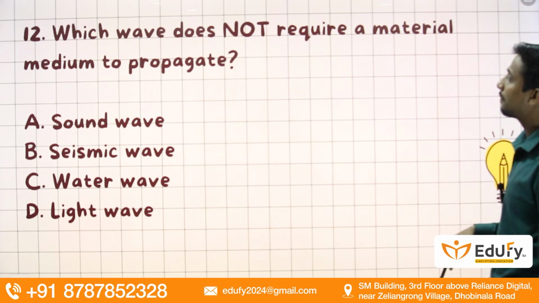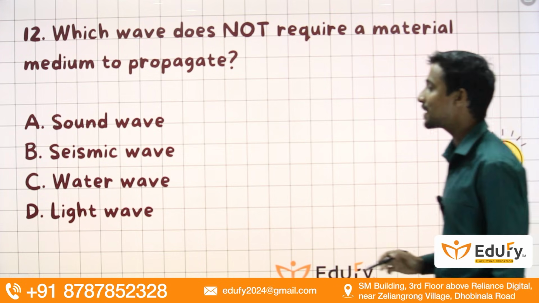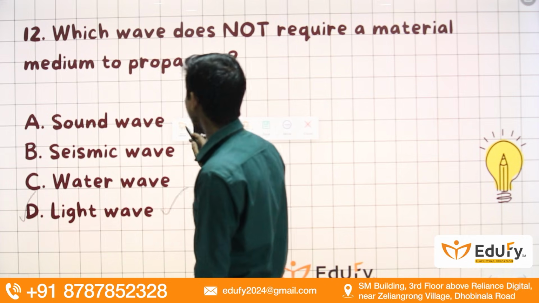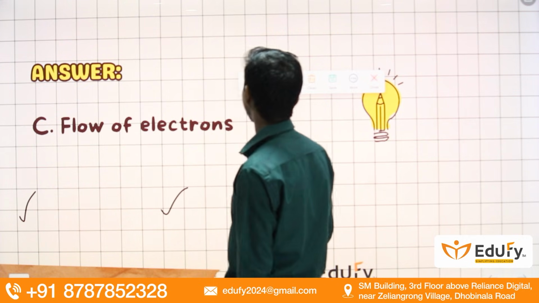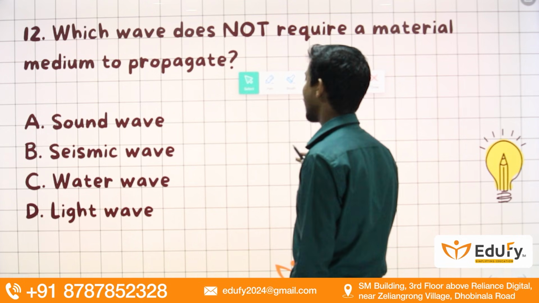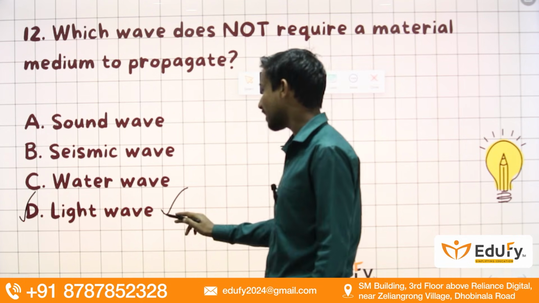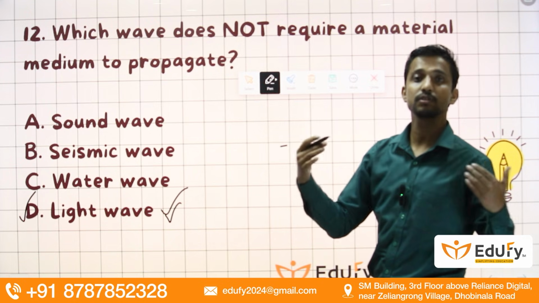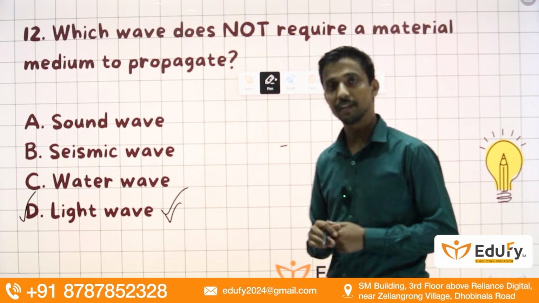Which wave does not require a material medium to propagate? So guys, we all know that light wave does not require any medium to propagate, and that is the reason why we are getting the sunlight, because between the sun and the earth, the space actually has no medium.